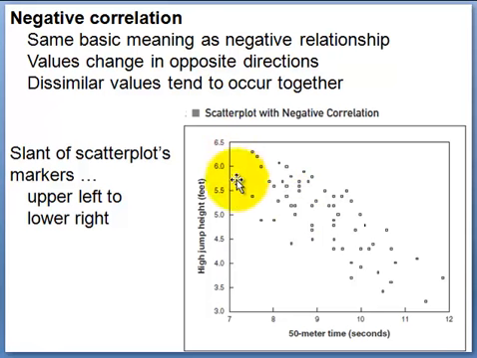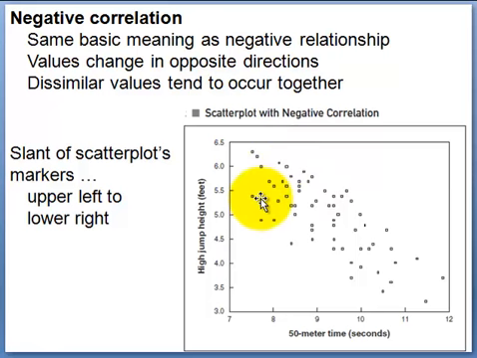Or for instance, another way to say it, you could look at it the other way. You could say as high jump height goes up, times in the 50 meters tend to go down. So as we're going up here, we're moving from right to left here. And so values changing in opposite directions, that's a key notion of negative correlation. And then we have this corresponding idea of dissimilar values tending to occur together.